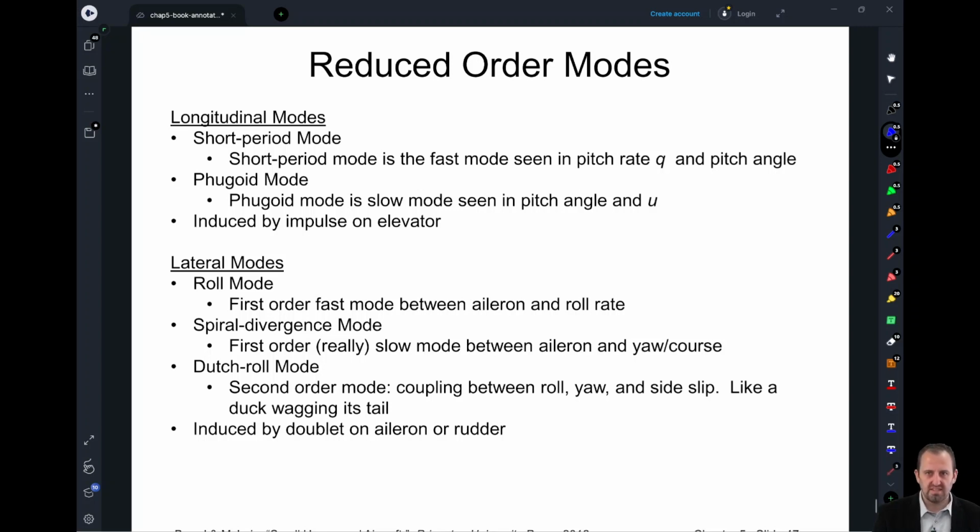So it's a very fast modality of our system that's going to affect our pitch rate and pitch angle. Phugoid mode is a slower mode, and it's seen in the pitch angle and in our translational velocity u. And these things can be induced by an impulse on the elevator.